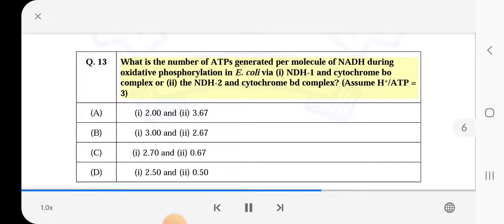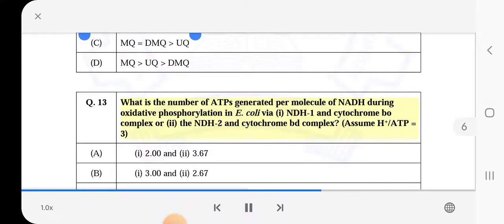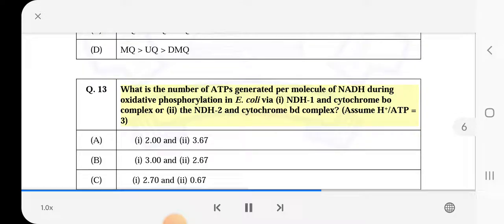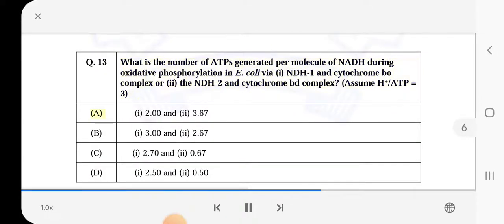Q.13 What is the number of ATPs generated per molecule of NADH during oxidative phosphorylation in E. coli via NDH1 and cytochrome bo complex or NDH2 and cytochrome bd complex? Assume H+/ATP equals 3. A. 2.00 and 3.67. B. 3.00 and 2.67. C. 2.70 and 0.67. D. 2.50 and 0.50.